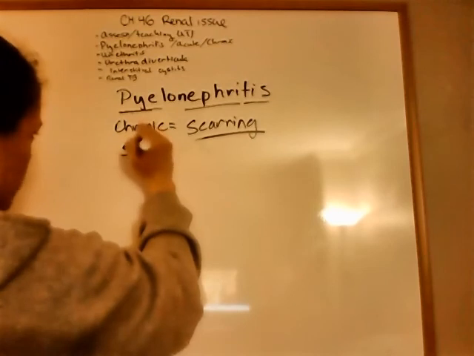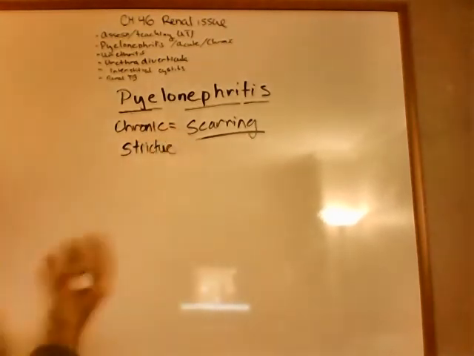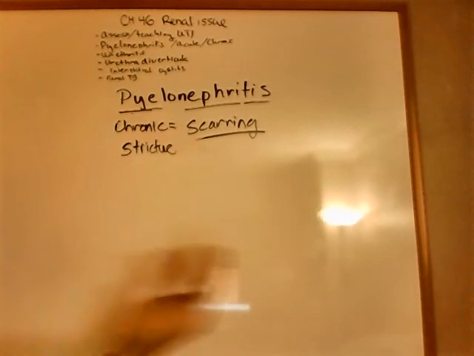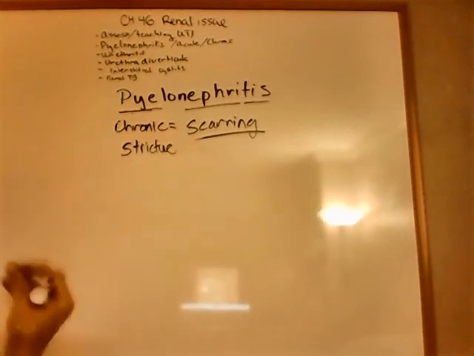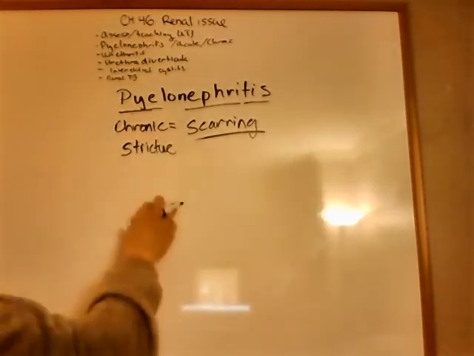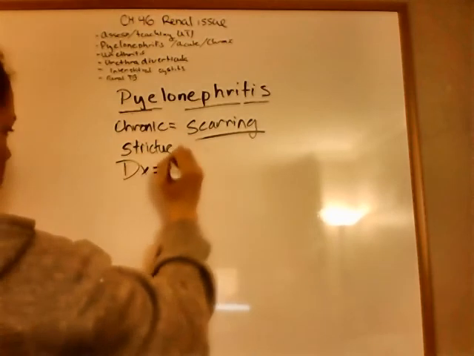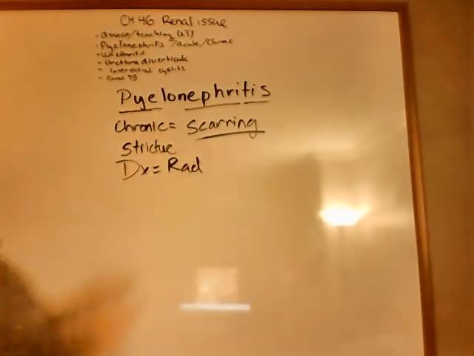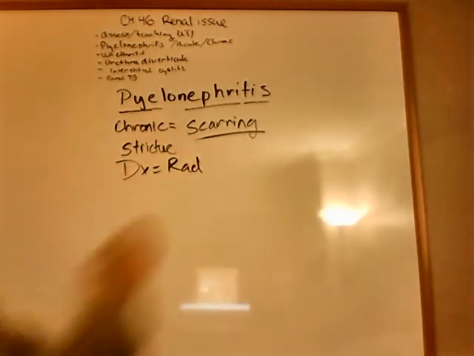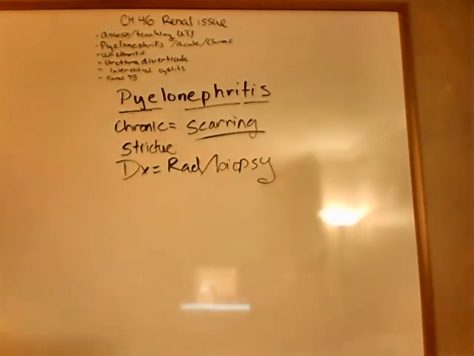I believe is the word they use, but just basically think of constriction, or restrictor. So you're going to have scarring. It's usually caused by lots of UTIs. And of course, your diagnostic at this point is going to be some type of imaging, so give me some contrast, or a biopsy. Usually from here, you're going to go to end-stage kidney failure.